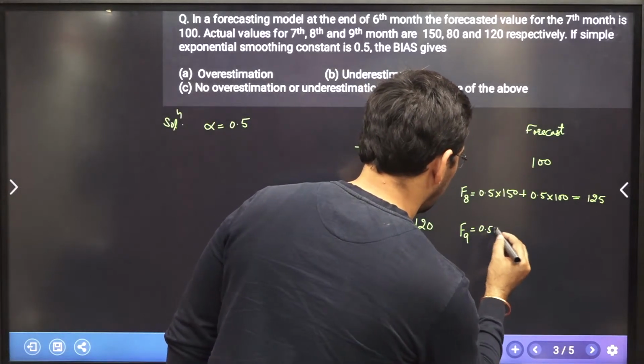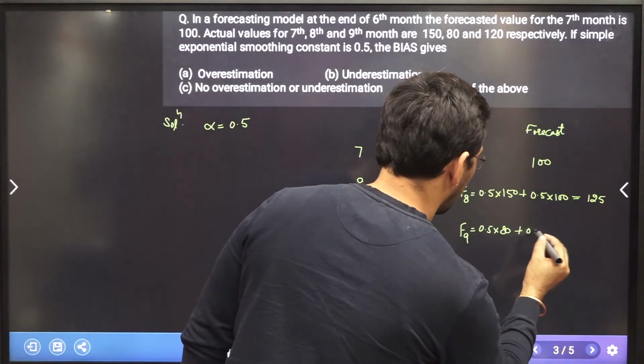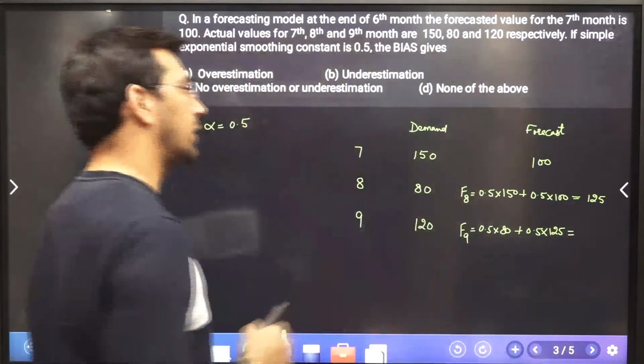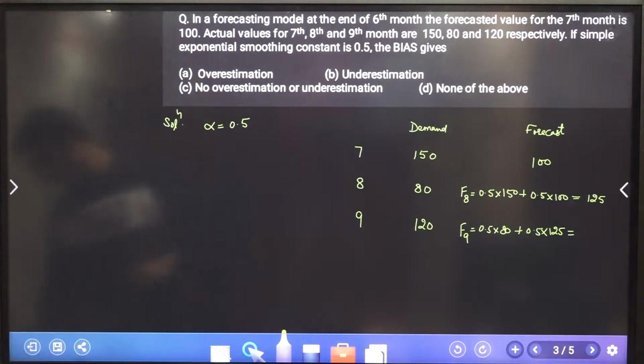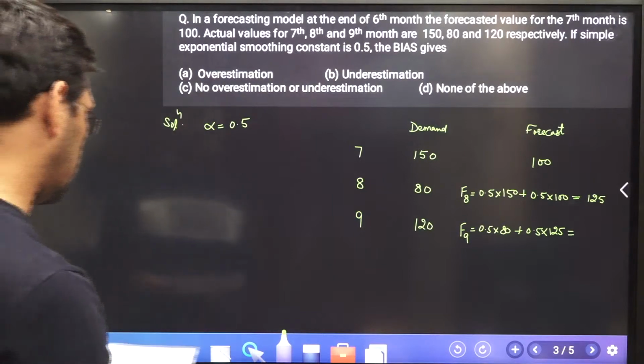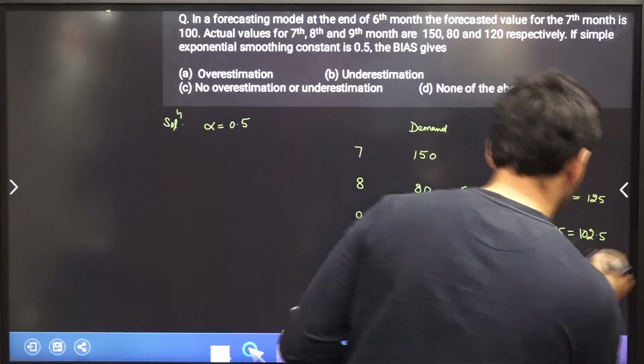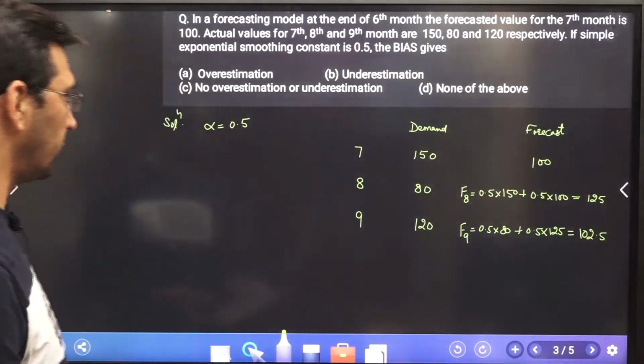Now, what about the forecast for the 9th period? 0.5 into 80 plus 0.5 into 125. So this will turn out to be 40 plus half of 125. So this value will be how much? 102.5. This value has come. That's all, my job is done.